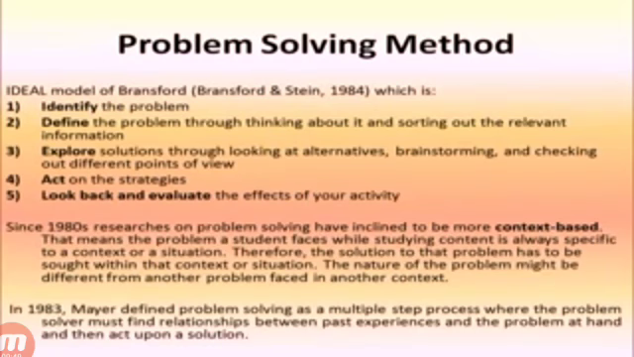So the first step is to identify the problem along with the children, defining the problem through thinking about it and sorting out the relevant information. Exploring solutions through looking at alternatives, brainstorming in which the children are asked to give as many ideas regarding the problem that are coming to their mind, and then checking out different points of view and multiple perspectives on that problem. Acting on the strategies and working out the strategies, looking back and then evaluating the effects of your activity.